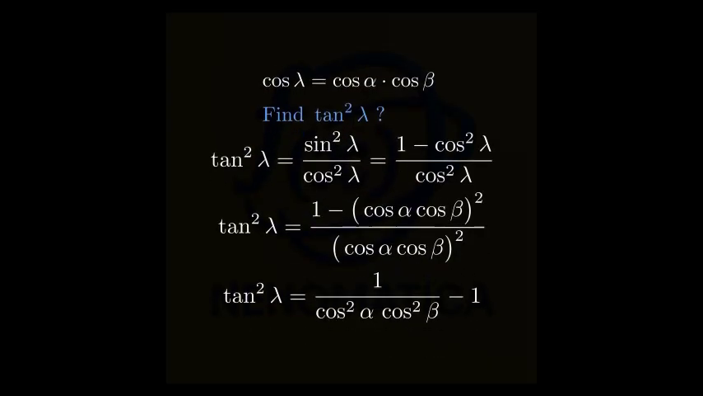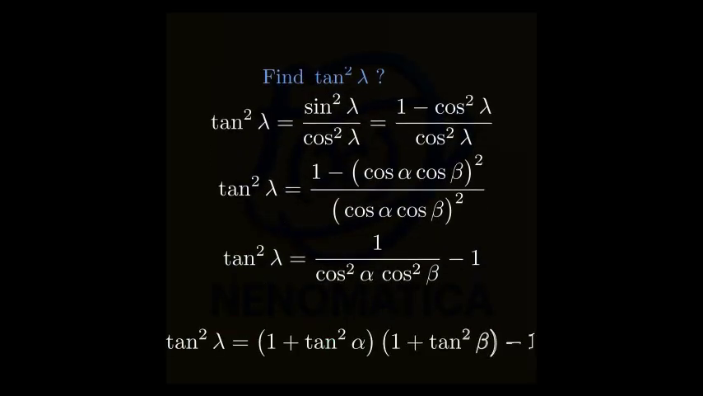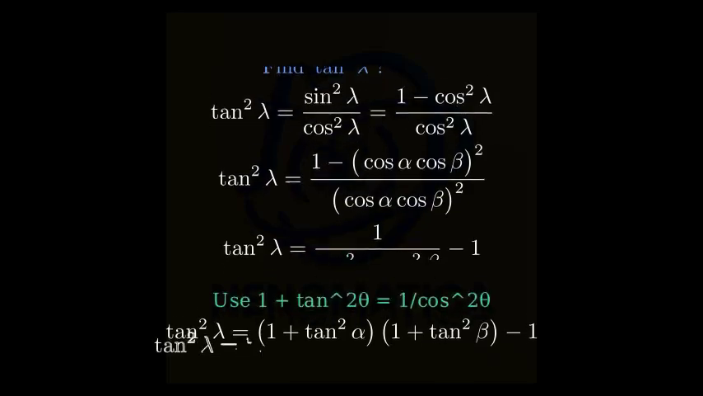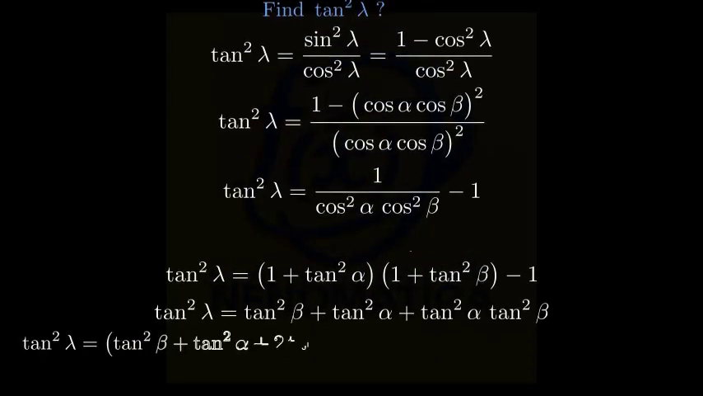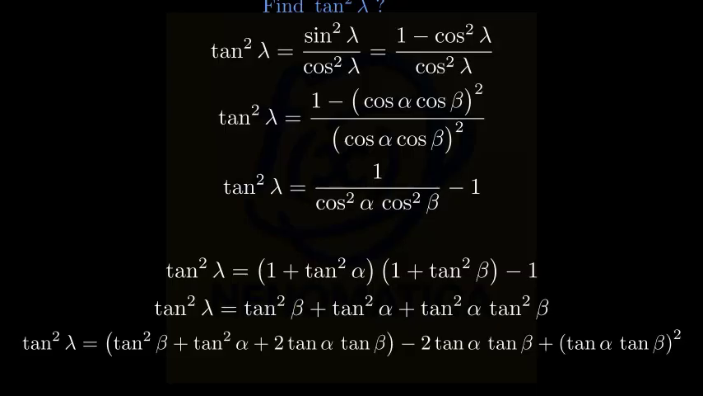Step 4. Use the Pythagorean identity 1 plus tangent squared theta equals 1 over cosine squared theta. Apply it to alpha and to beta. Step 5. Expand the product and simplify by subtracting 1. We get tangent squared beta plus tangent squared alpha plus tangent squared alpha times tangent squared beta. Step 6. To introduce the known sums and products, add and subtract 2 times tangent alpha tangent beta. That groups the first 3 terms as a perfect square.